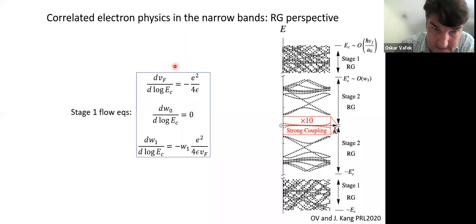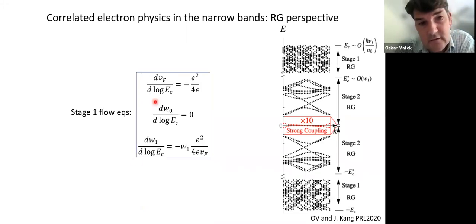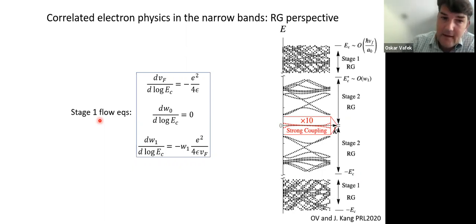In any case, the first equation here is the usual log renormalization of the Fermi velocity. So that's the logarithmic increase of the velocity. These two second equations are new. The second one says that the interlayer tunneling through the AA region does not grow under RG, does not have a logarithm. On the other hand, interestingly, there is a logarithm in the interlayer tunneling through the AB region, the W1. And it's pretty trivial to integrate these equations.